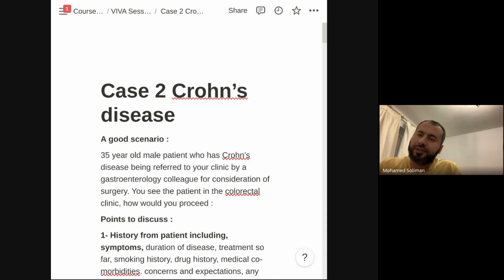First of all, I need to take detailed history from this patient, including the duration of IBD, what sort of medication he had been taking, any sort of complication or previous surgery he had undergone, and how compliant he is with the medication, and what is the reason he was referred for surgery. Also, I need to consider any significant comorbidities, any associated malnutrition, which is very common with Crohn's disease, which might impact any intervention needed to be done. And also, I need to consider any reversible high-risk factors like smoking or other factors.